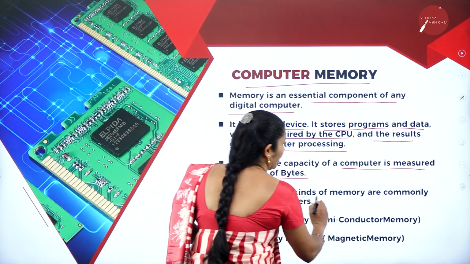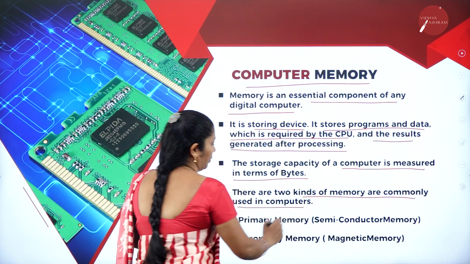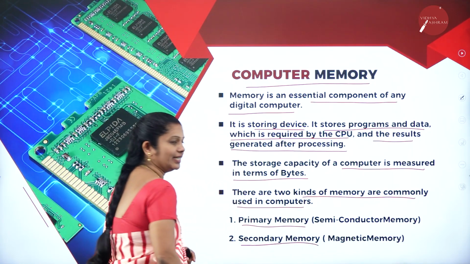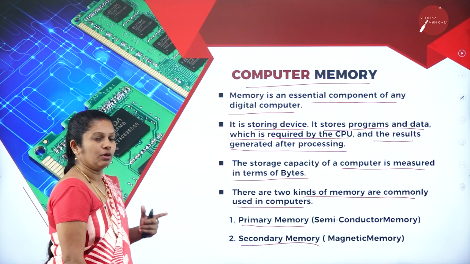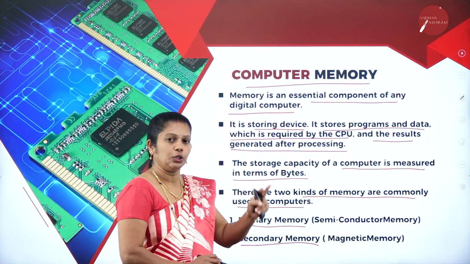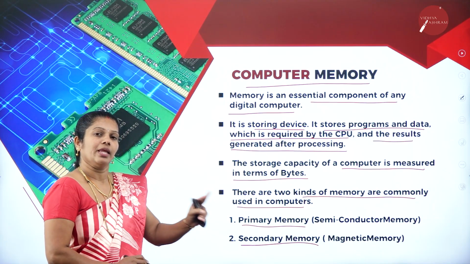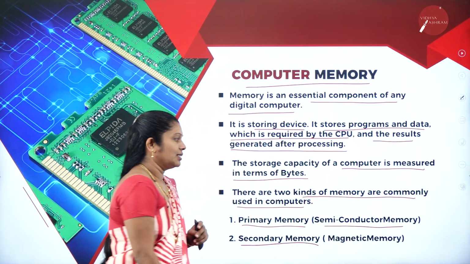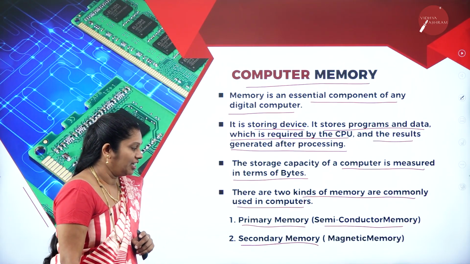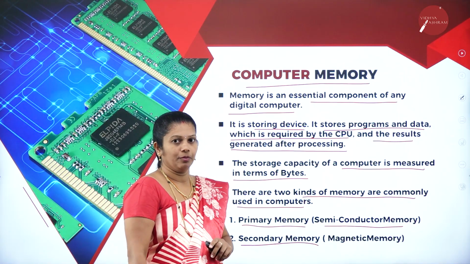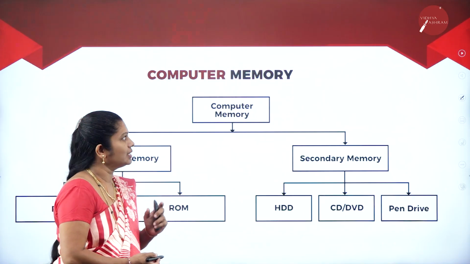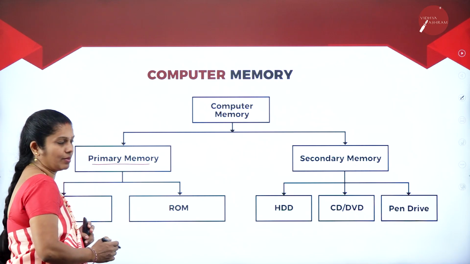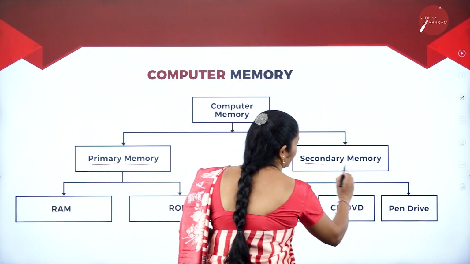There are two main kinds of memory. The first one is primary memory and one more is secondary memory. When we come to the classification of memory, there are two types, primary memory as well as secondary memory. The primary memory can also be called semiconductor memory and secondary memory can be called magnetic memory. Now one by one we will discuss.